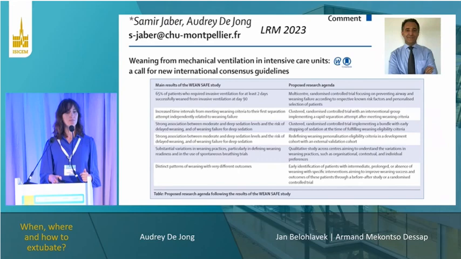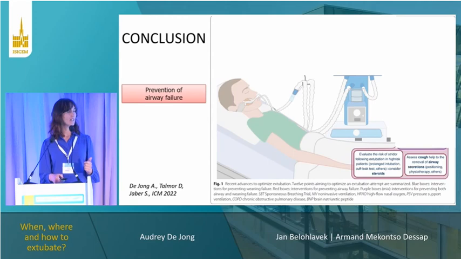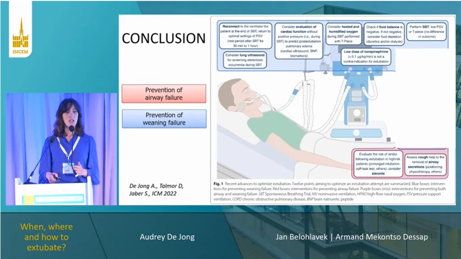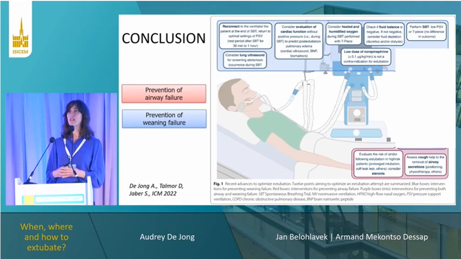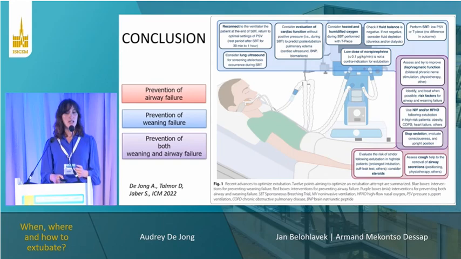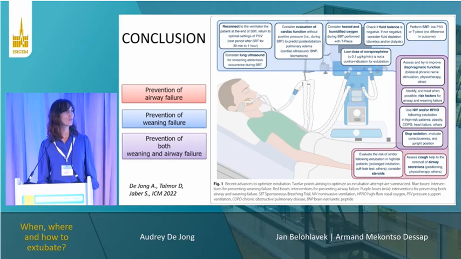To conclude, we can prevent airway failure, and here is a picture summarizing all that we said. We can also prevent weaning failure, and remember to have a negative fluid balance and to assess hemodynamics before extubation, not only the lung. And we can also prevent both weaning and airway failure through diaphragmatic function assessment and the combined use of NIV and high flow nasal oxygen. Thank you very much for your attention.